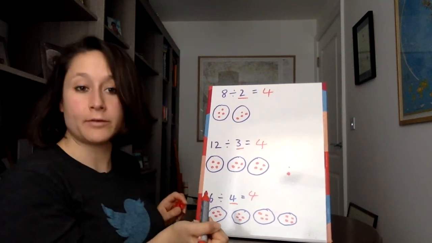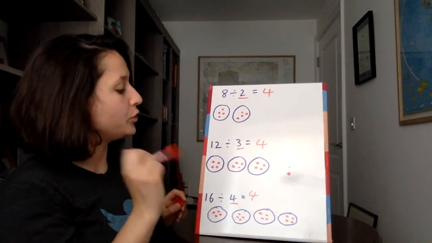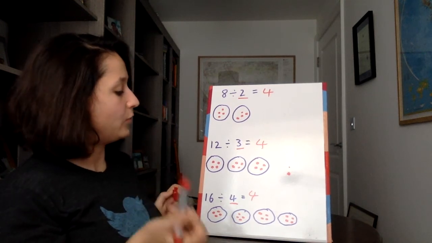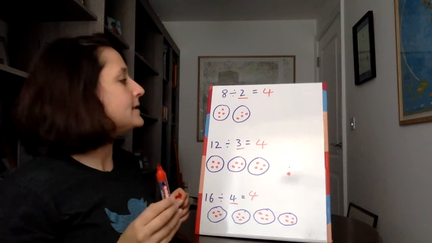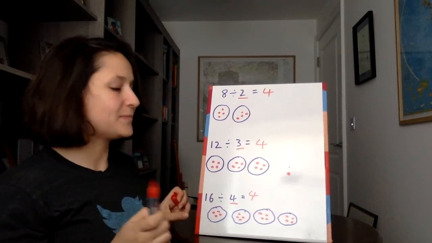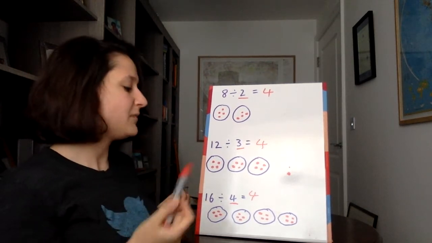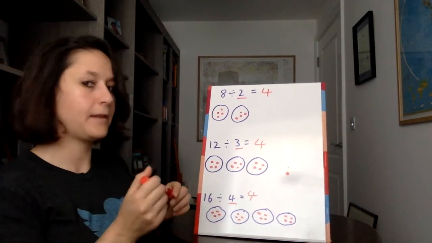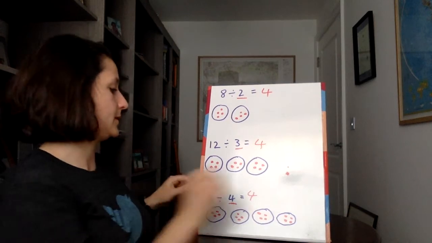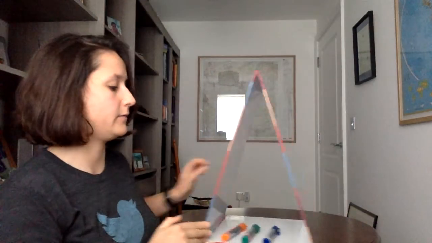Now, there is absolutely nothing wrong with this method at all. You can use it for division involving times tables. The problem with it is that when you start to get to bigger numbers and higher up in your times tables, counting to anything above 20 is a bit of a faff, which is where the next method comes in.